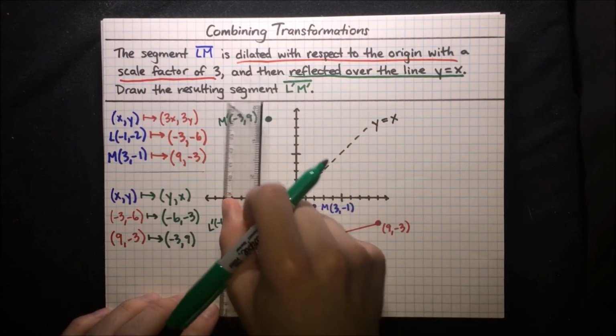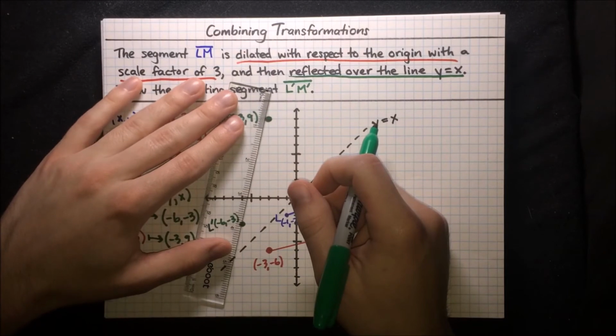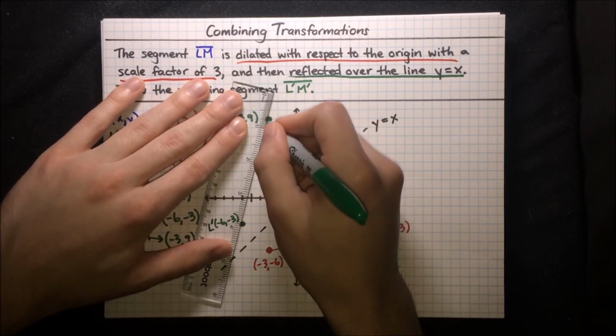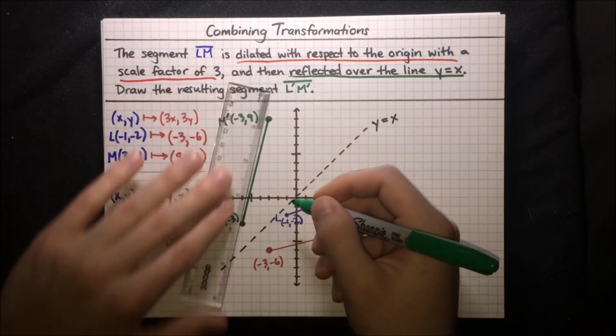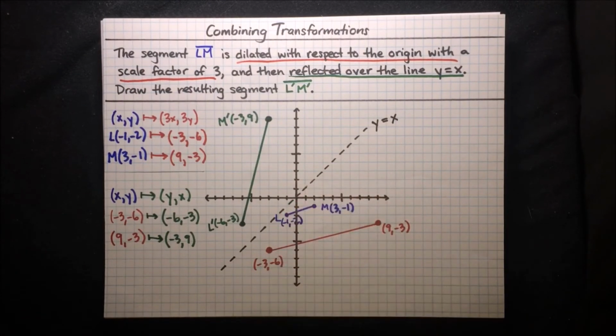And lastly, we can just connect L prime and M prime to make the segment L prime, M prime. There it is. And finally, we're done.